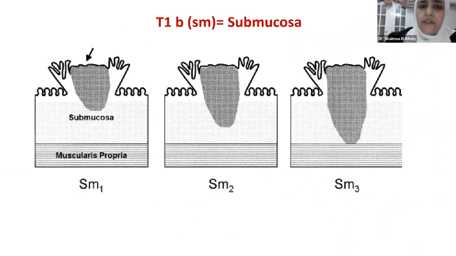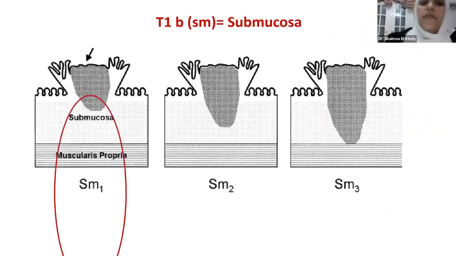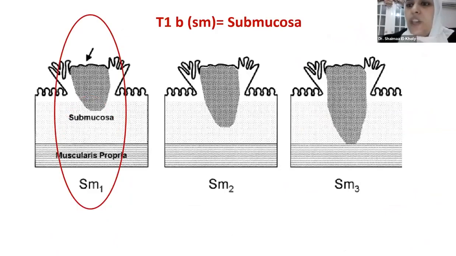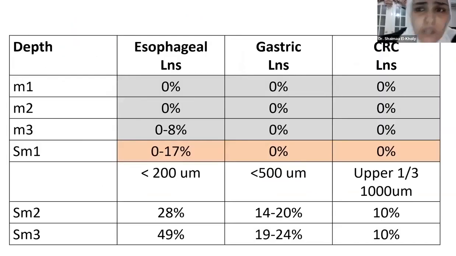Because the submucosa, they have classified T1b into 3 layers. The first third of the submucosa, the second third of the submucosa, and the third third of the submucosa. And actually what's debatable is the first, which is SM1. This is the first third of the submucosa, which can be liable for endoscopic resection. But on what basis do they choose that T1a and T1b SM1 are candidates for endoscopic resection? It's all about lymph node invasion. It's all about the risk of lymph node invasion.